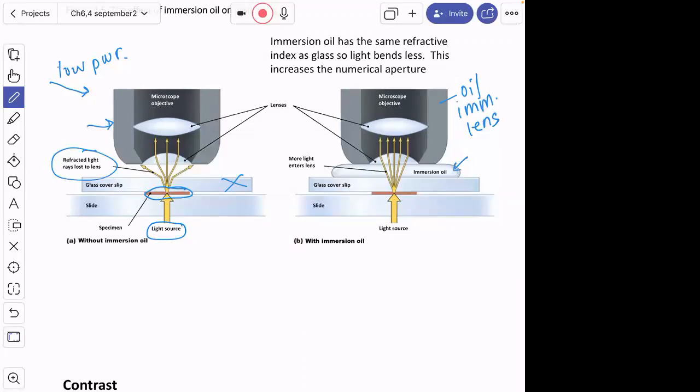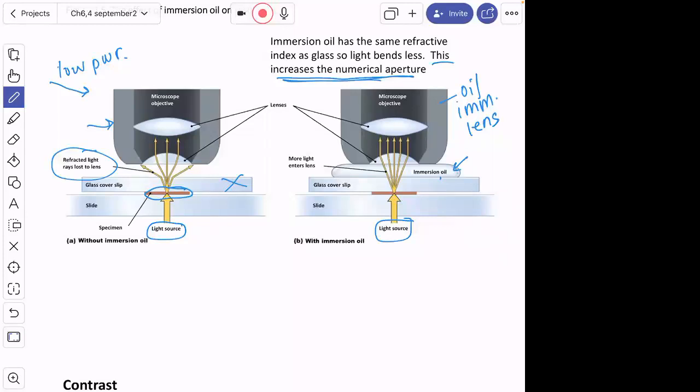So you have to put a drop of oil right on your slide and you turn your lens to go right into that oil. When the light comes up through, the immersion oil has the same refractive index as the glass. So we get much less bending of light and more of those angles actually go up into your lens. Okay, so that actually increases the numerical aperture. I tried to write that out for you there.